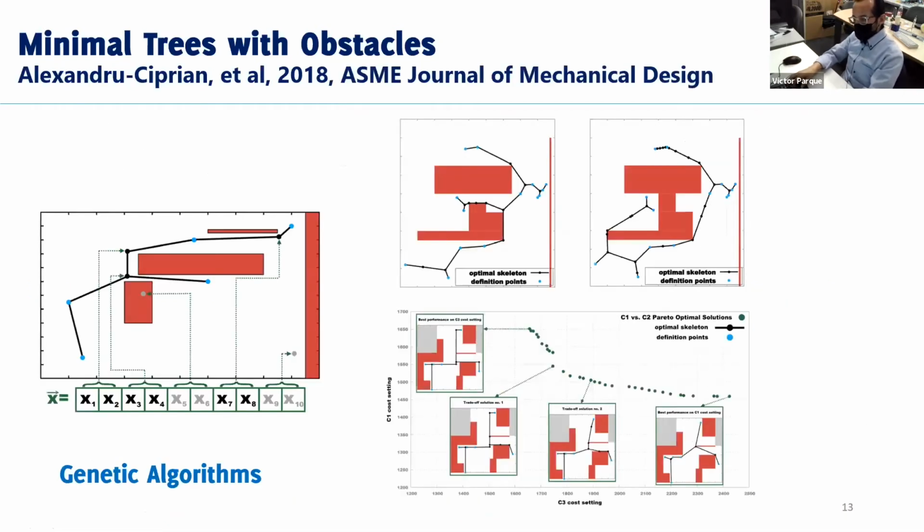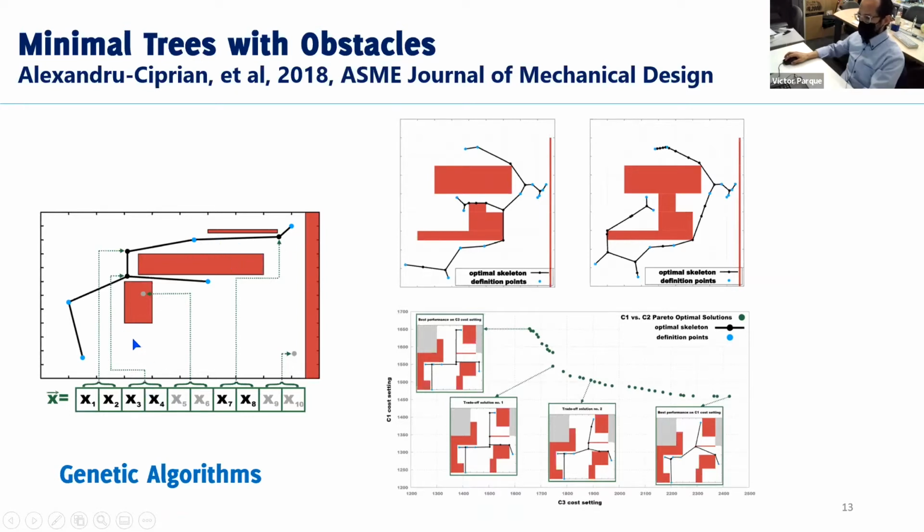There is also much more recent work using genetic algorithms. It was published in the ASME Journal of Mechanical Design. There, the authors assume that the problem is to find these intermediate points, given these blue points, and then the problem translates into an optimization problem, trying to minimize the total length of the tree.